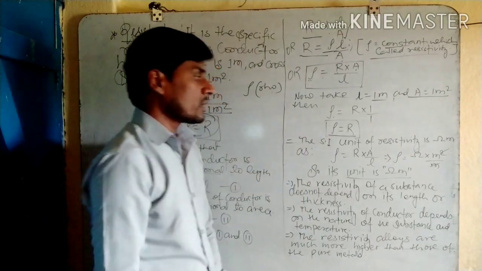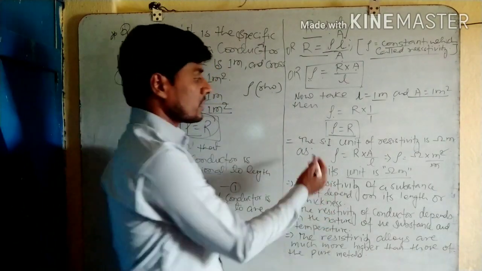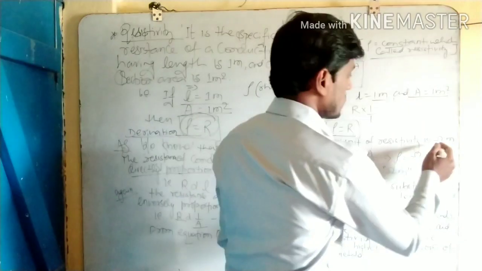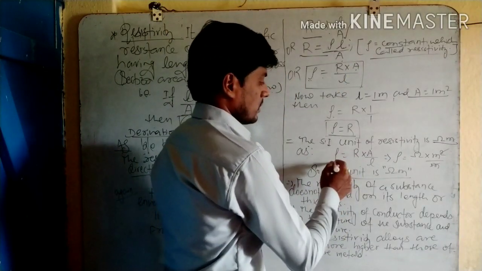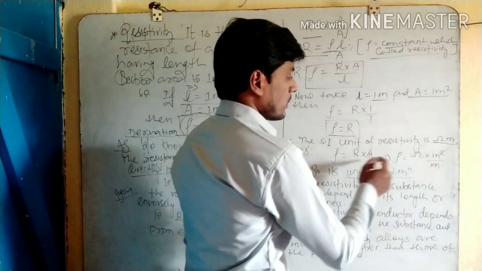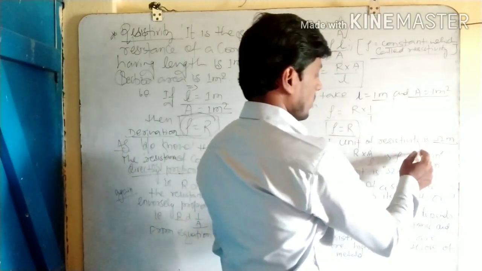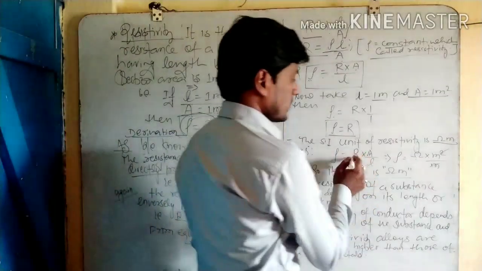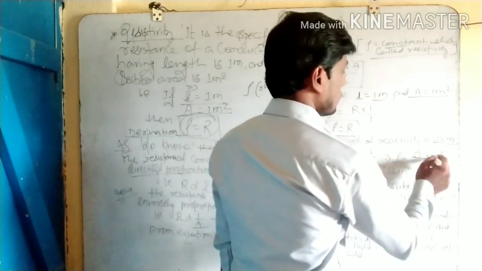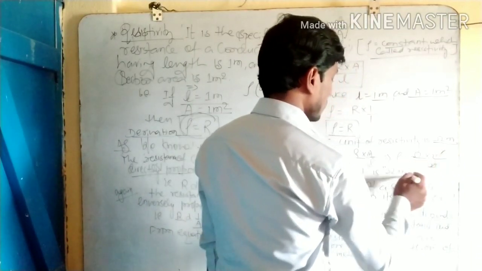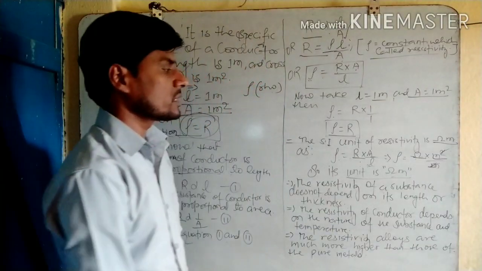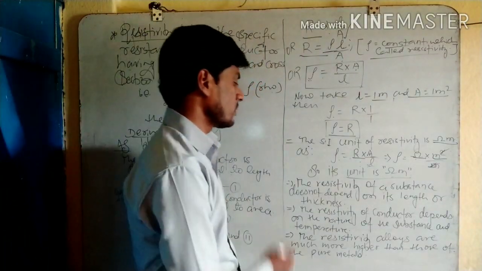Now what is the SI unit of resistivity? The SI unit of resistivity is ohm meter. As rho is equal to R into A by L, we put the units. The SI unit of resistance is ohm, area is meter square, length is meter, one meter cancels, and we get ohm meter. So the SI unit of resistivity is ohm meter.